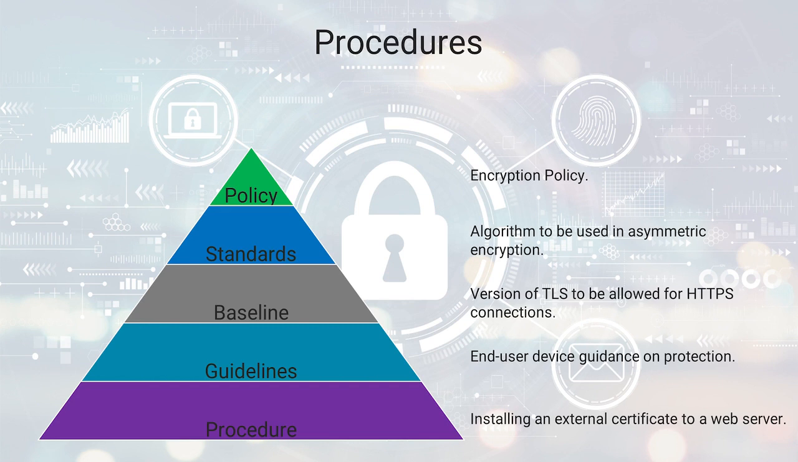Now, again, these are all examples of the different breakdowns of that document hierarchy. But think of the policy at the top. You have the standards that are more detailed and are requirements. You have the baseline, which gives a minimum set of configuration that must be adhered to. The guidelines are going to provide a little bit more information around the standards and the baselines. And then procedures are going to be step by step.